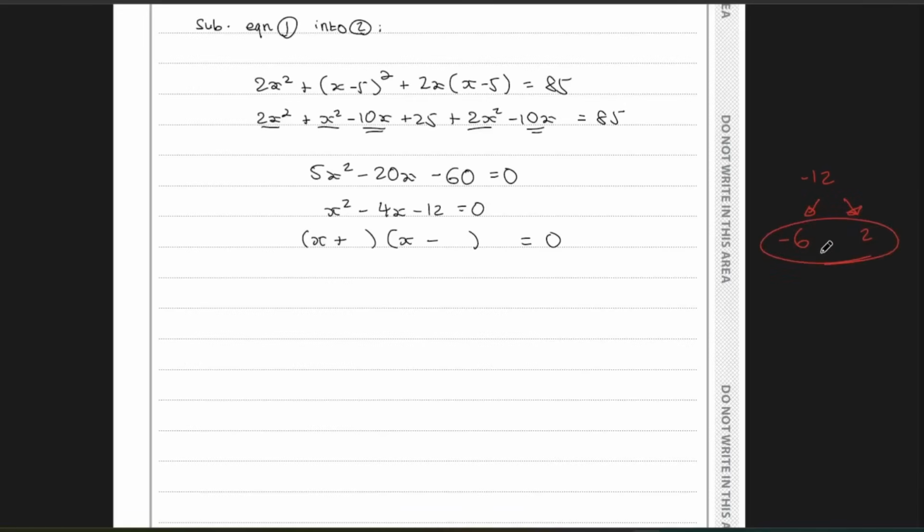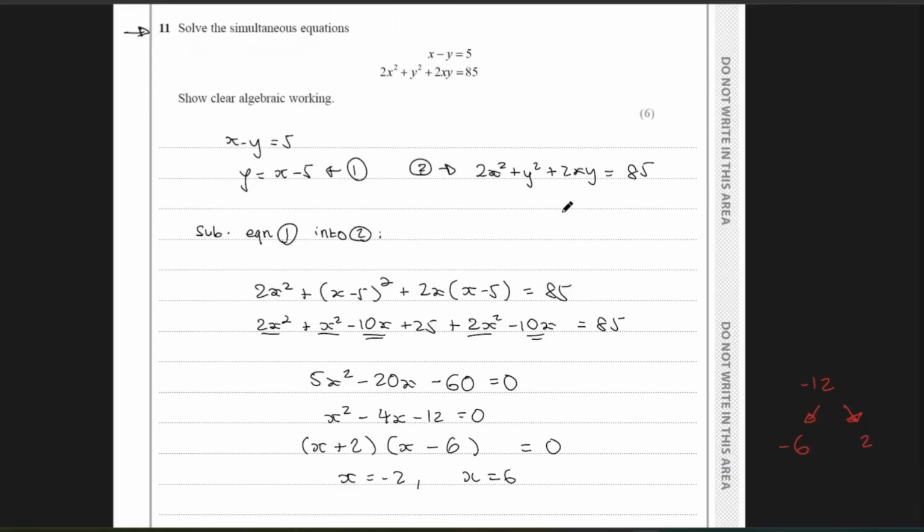If we multiply these two, we get minus 12. If we add these two, we get minus 4. So these work. So we'll have plus 2 in one bracket, minus 6 in the other. Okay, x is equal to minus 2 or x is equal to 6. We've only solved for the values of x.